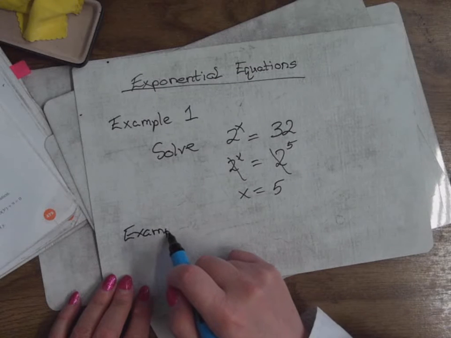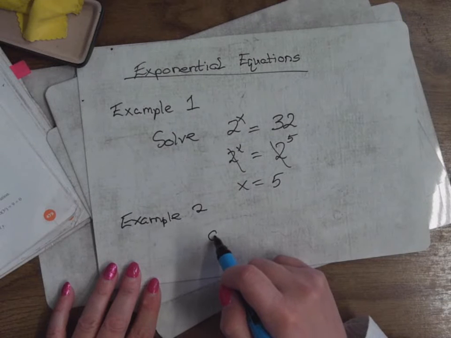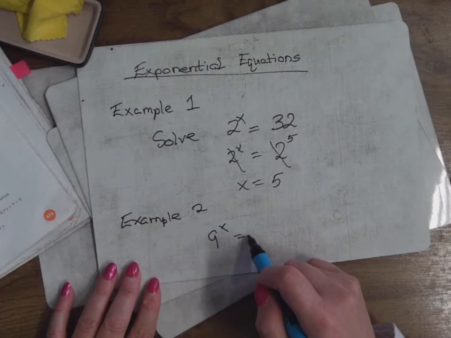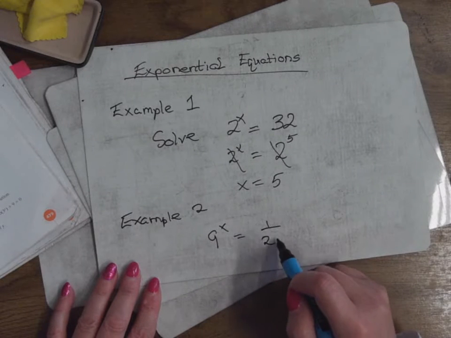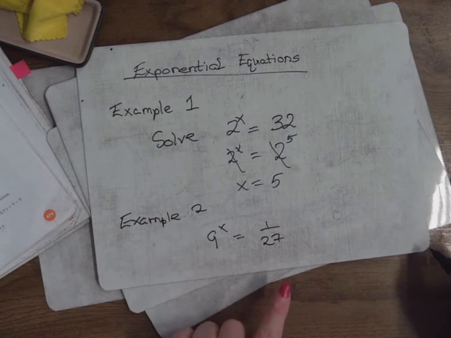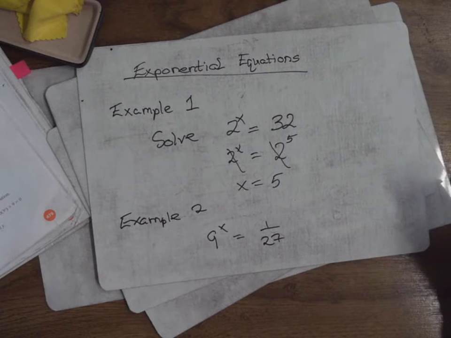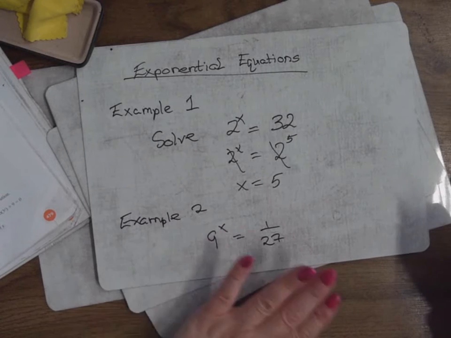So I'm building you up small. Okay. Example 2. 9 to the power of x equals 1 over 27. So this is 9 to the power of. Can you write 27 as 9 to the power of? No. Because the first 9 to the power of is 9 squared, isn't it? And 9 squared is 81. Would you agree? So 9 is too big.